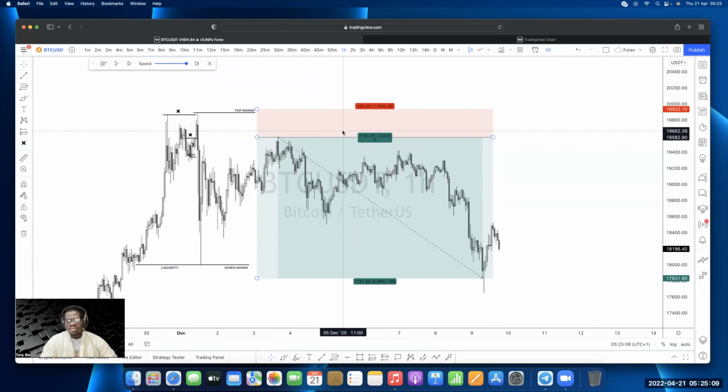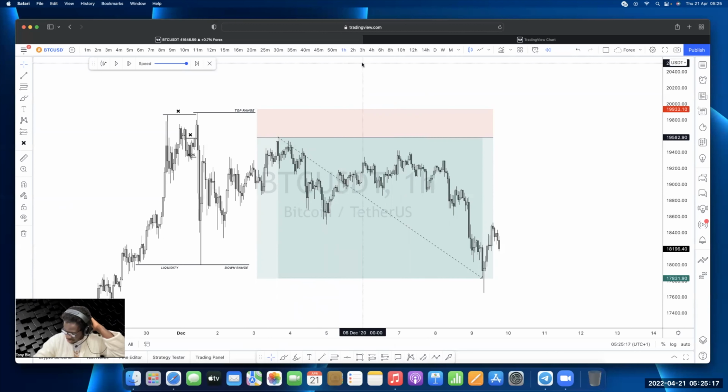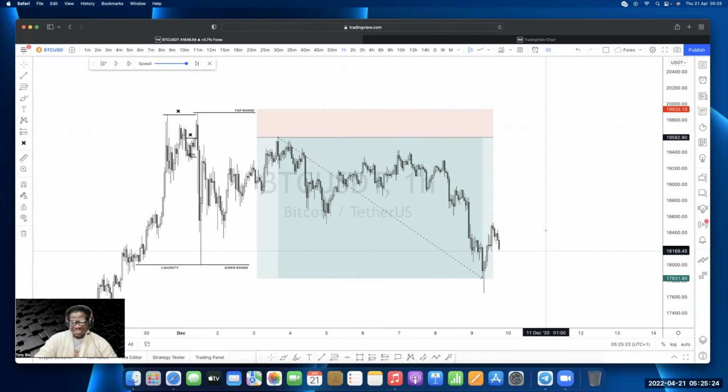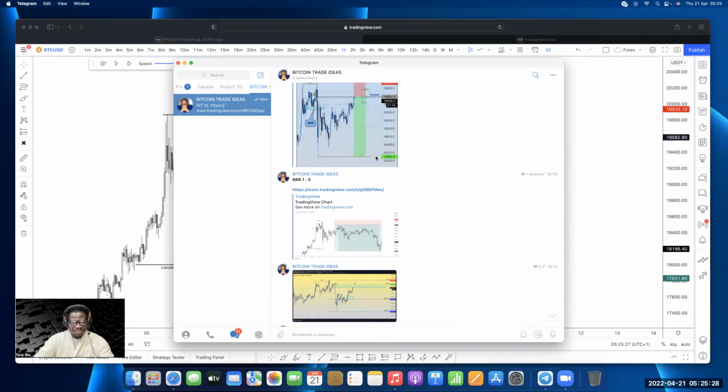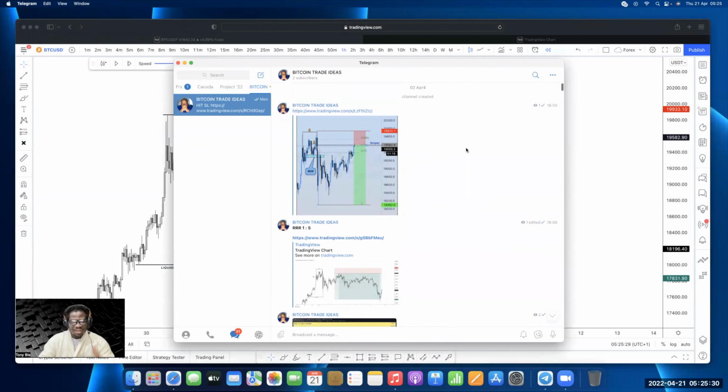I marked it out before all of this played out, and it actually went in my direction. I got excited and I was like, okay, I'm going to trade Bitcoin more. It played out again. So that was the very first trade. I don't know, maybe I have taken one before, but while searching, this was the first I could see.